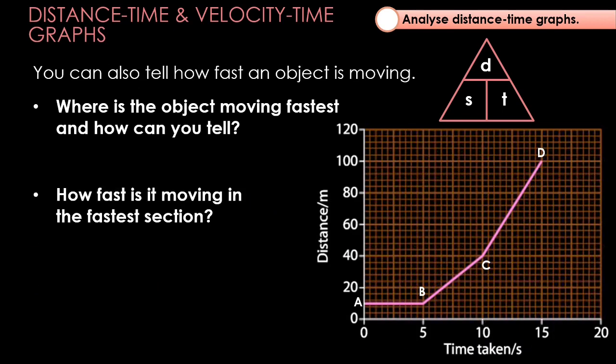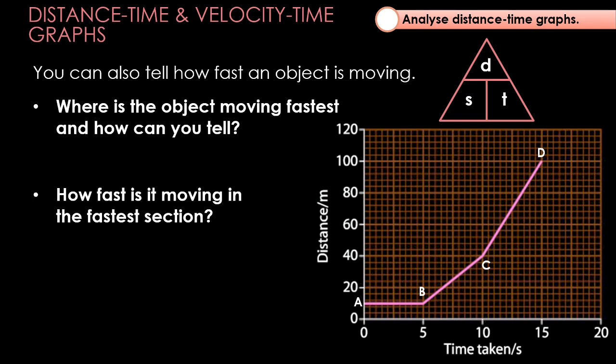The other thing that you can tell from a distance time graph is how fast an object is moving. And we're going to use our equation d equals s t to find this out. Let's see if we can find the answers to these two questions. Where is the object moving fastest, and how can you tell? And the second question, how fast is it moving in the fastest section? So pause the video, have a bit of a go, and then when you've got your answers, play again.